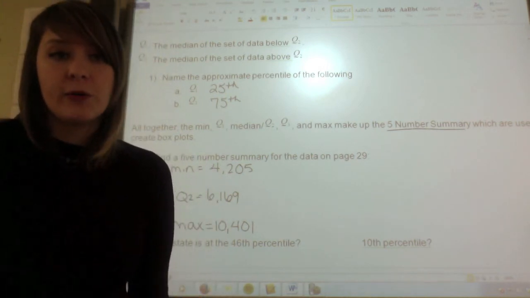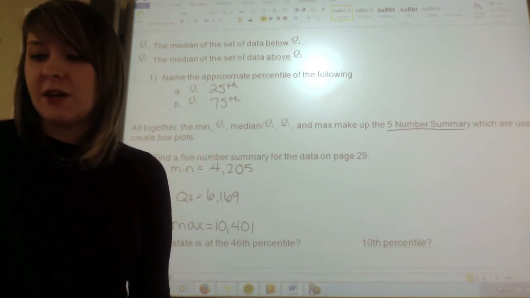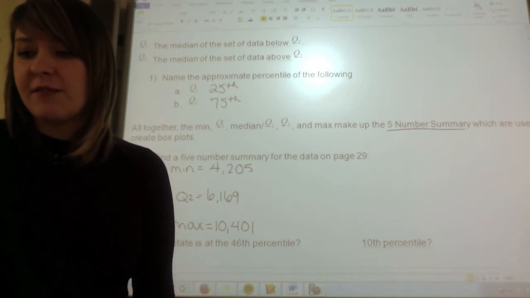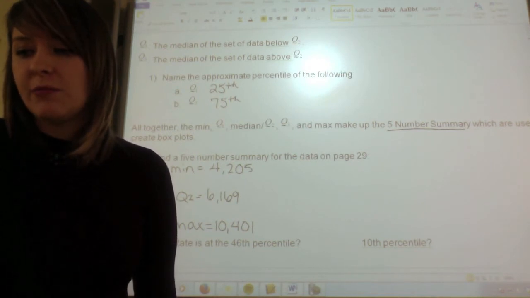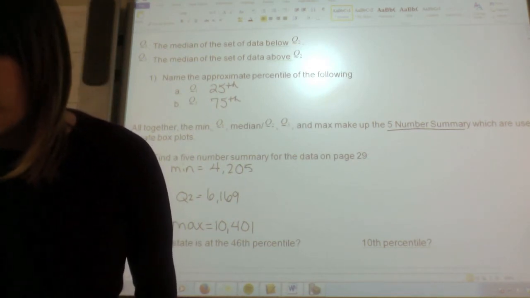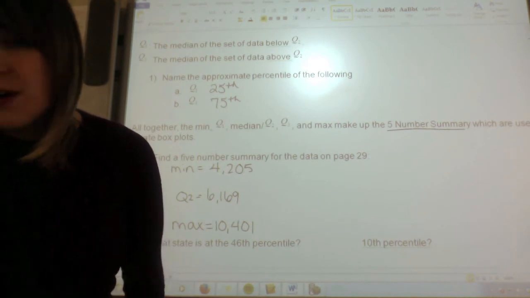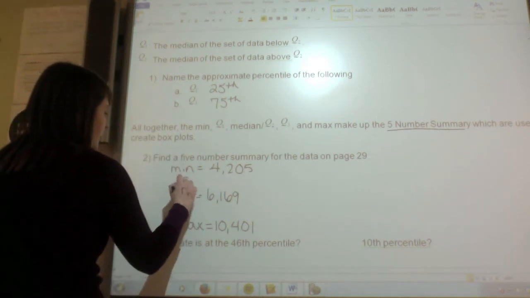Looking at my lower portion, if I want to find the median of this lower portion of my data set, I've got from 1 to 25. So halfway between that would be number 13, which is Kentucky. That number is 5,324, and that's going to be my lower quartile.